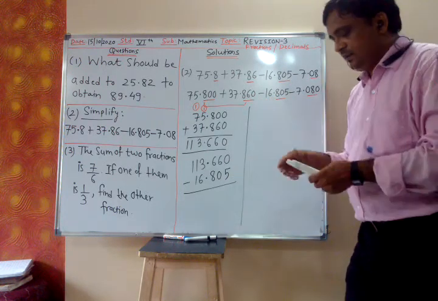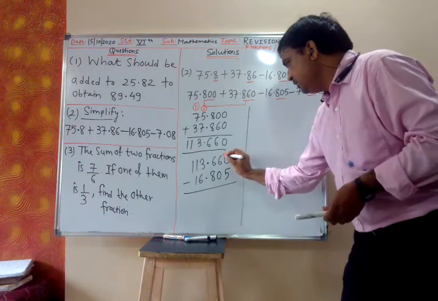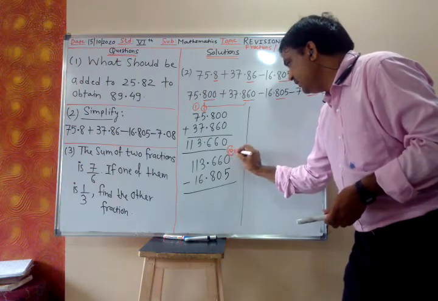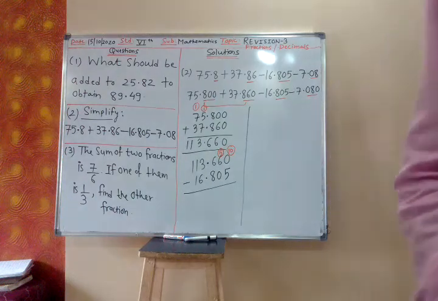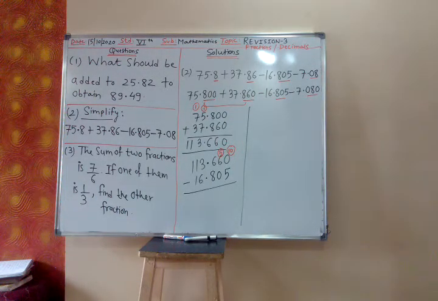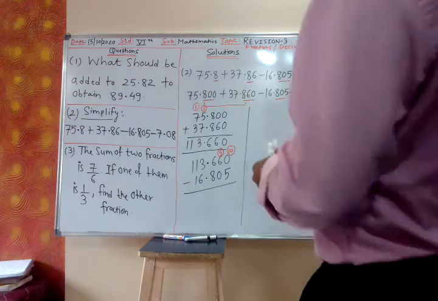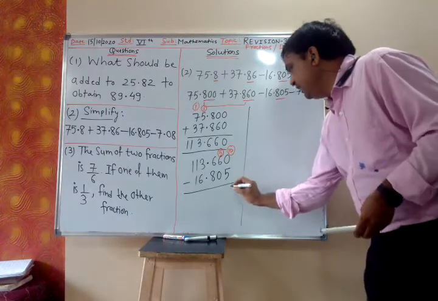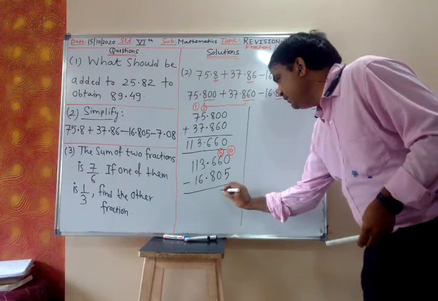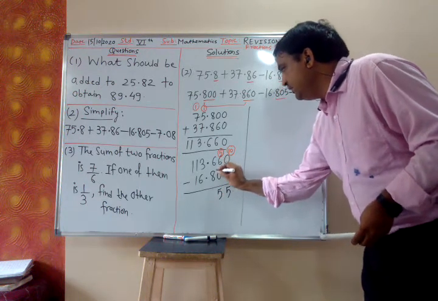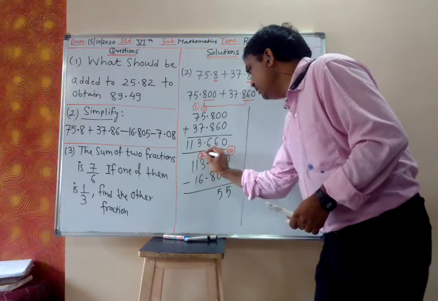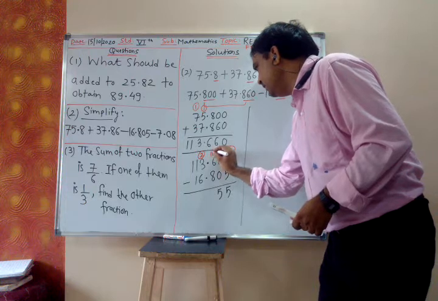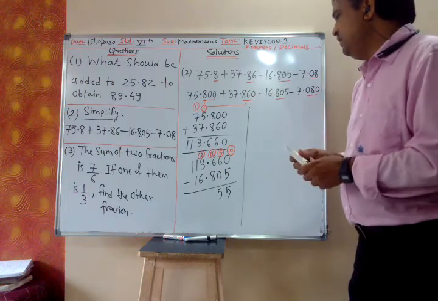It is 0 and it is 5. So 1 will be carried. So this 0 becomes 10. And 6 becomes 5. Now it is clear, right? 10 minus 5 is 5. Then 5 minus 0 is 5. Then it is 6 and it is 8. So 1 will be carried. So 3 becomes 2 and 6 becomes 16. 16 minus 8 is 8.